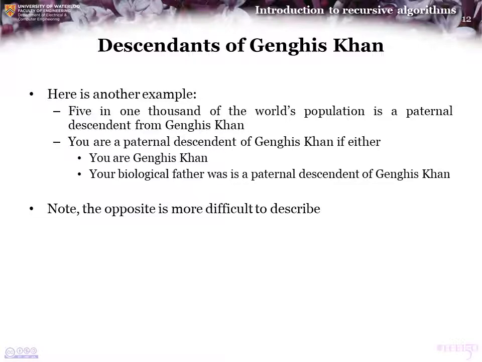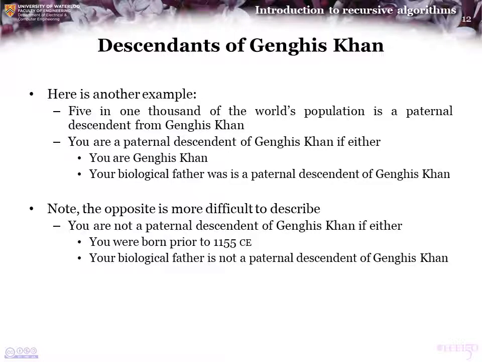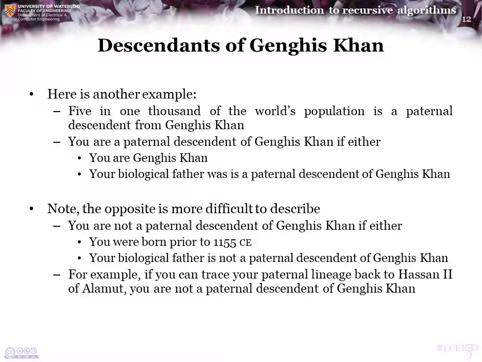So how do we describe someone who is not a paternal descendant of Genghis Khan? Well, there are different ways, and it's a little bit more difficult to describe, but not too hard. You are not a paternal descendant of Genghis Khan if either you were born prior to 1155 CE, the year Genghis Khan was born approximately, or your biological father is not a paternal descendant of Genghis Khan. So if either of these is true, then you are not a paternal descendant of Genghis Khan. For example, if perchance you are able to trace your paternal lineage all the way back to Hassan II of Alamut, then you are not a paternal descendant of Genghis Khan.